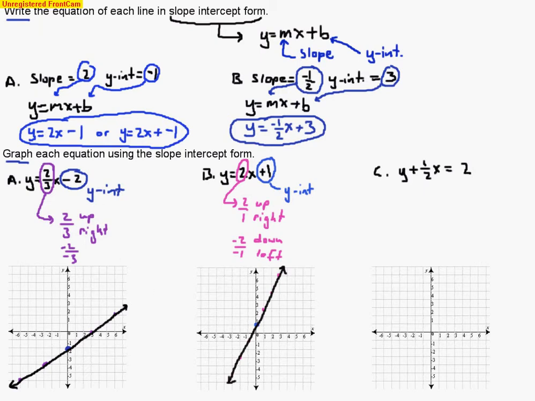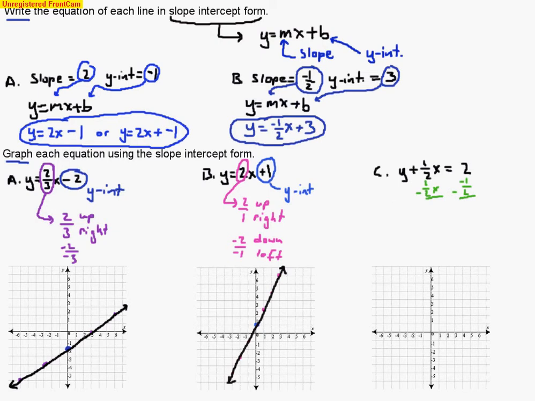Well, we have one other problem that's a little bit more difficult, because on this one we don't have it in the form. We don't have y by itself. So we always have to isolate this y. So I need to move this 1/2 x back to the other side. Always want to get y by itself for this form.